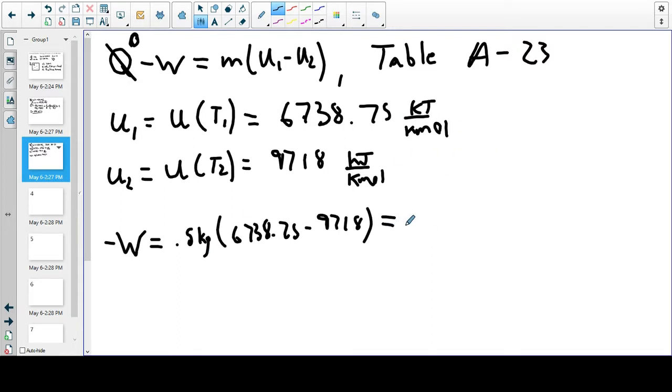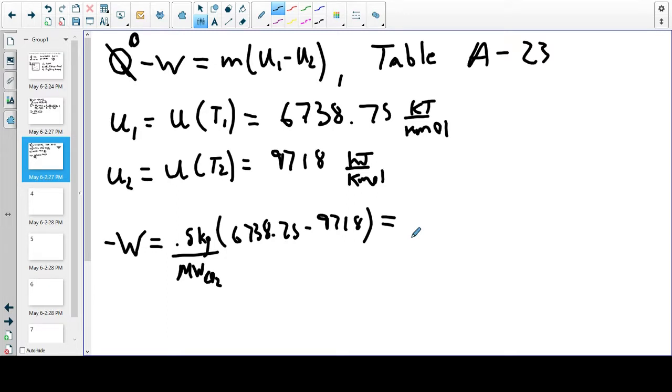So what we have to do is divide by the molecular weight or molecular mass of CO2. And that value is found from a table as well. I think it's just after 823, but I will make sure really fast. Yeah, it is table 825. It is the thermochemical properties of selected substances.